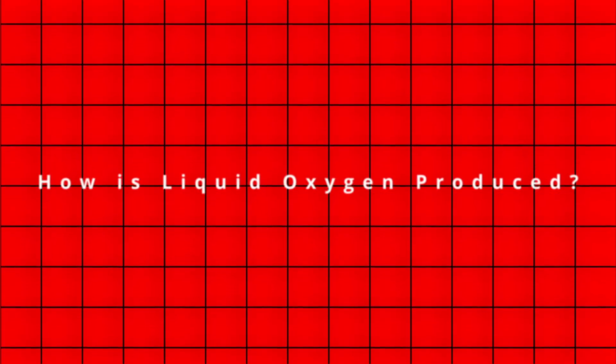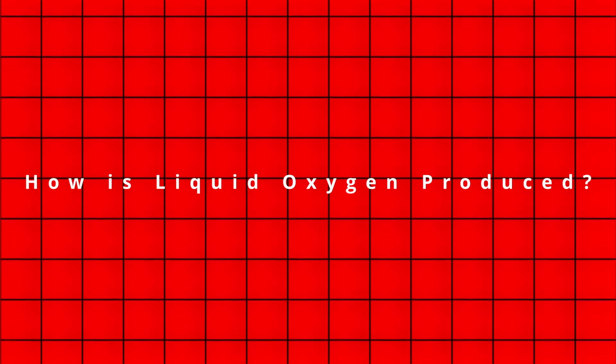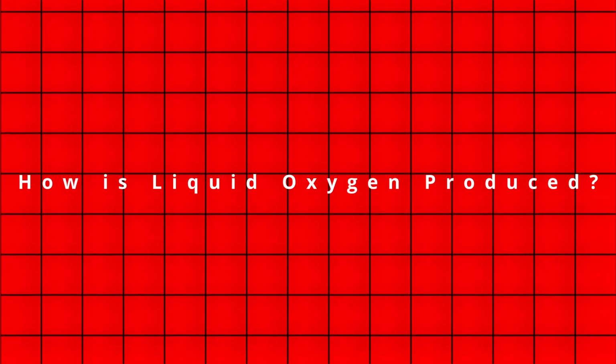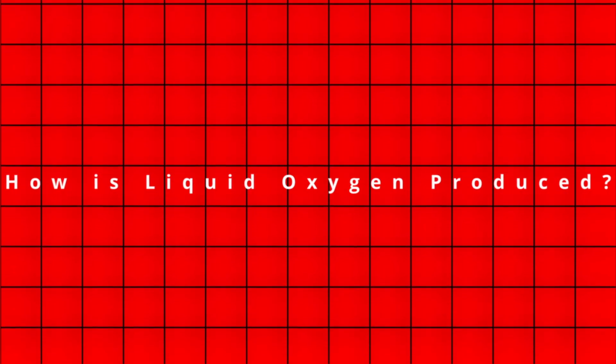How is liquid oxygen produced? Liquid oxygen is produced through the fractional distillation of air. In this process, air is cooled to extremely low temperature until it becomes a liquid. The liquid air is then slowly warmed up so that nitrogen evaporates first, leaving behind pure liquid oxygen. The purified liquid oxygen is stored in cryogenic tanks at minus 183 degrees Celsius.